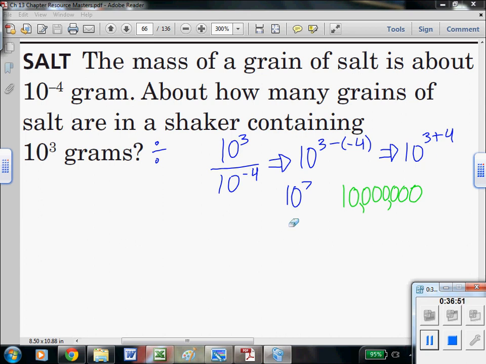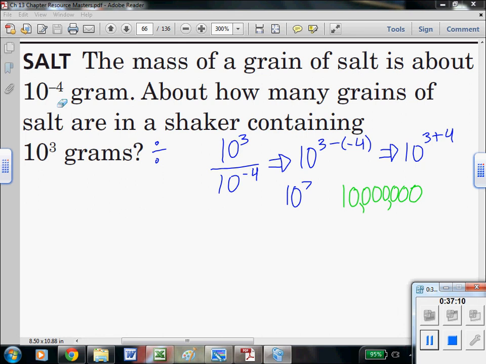Sometimes that can be a lot to write or a lot to say out loud. And that's one of the reasons why we use exponent rules to help us calculate them or describe them, like when they talk about the weight of one of them. That helps you get perspective of how this is working. So there's 10 million grains of salt in this container.